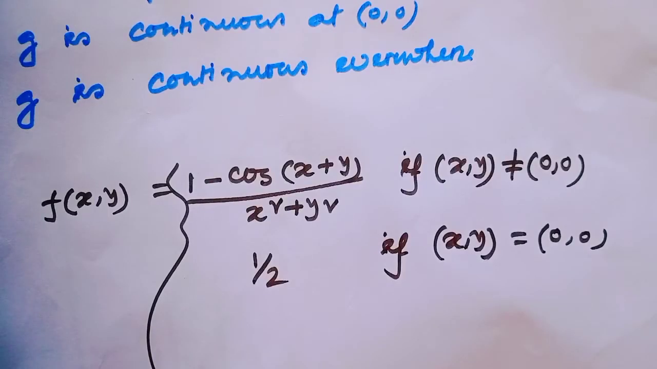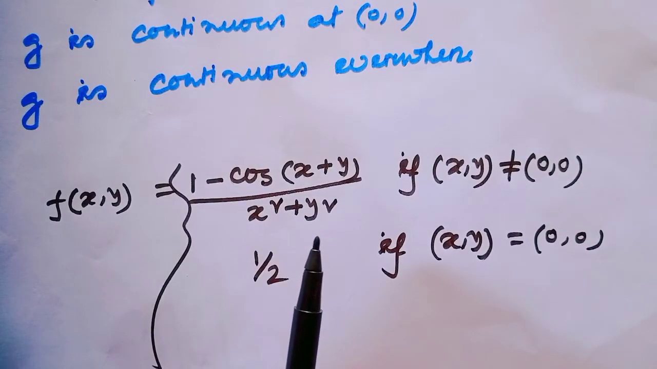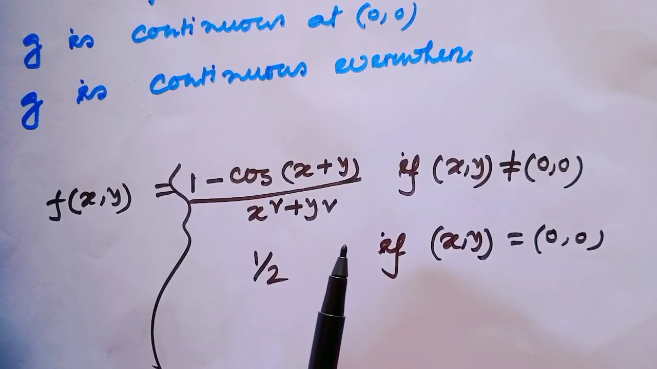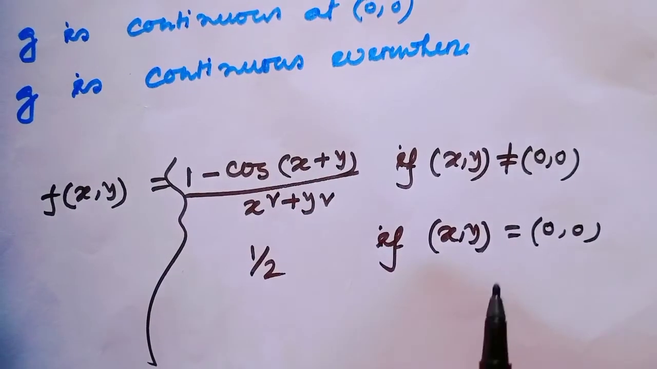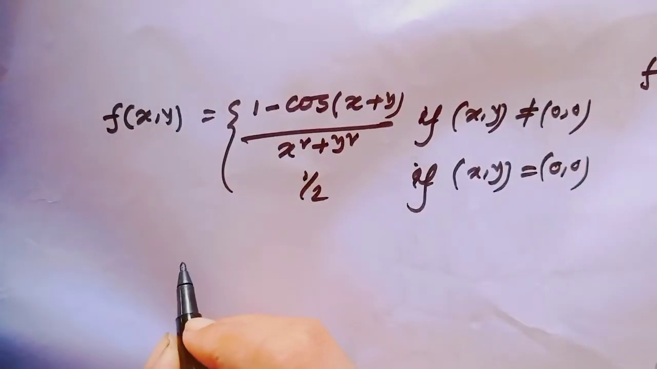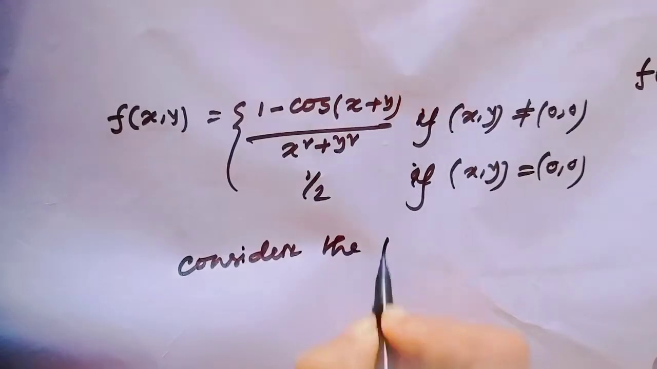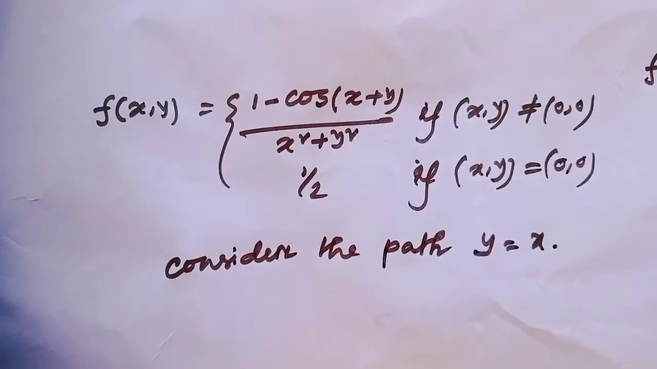At first I will verify the first option. Here the numerator is 1 minus cos(x plus y), which all of us know is continuous everywhere, but the denominator is x square plus y square, which is also continuous everywhere except at the point (0,0). That means we have to check the continuity only at the point (0,0). Consider the path y equal to x.